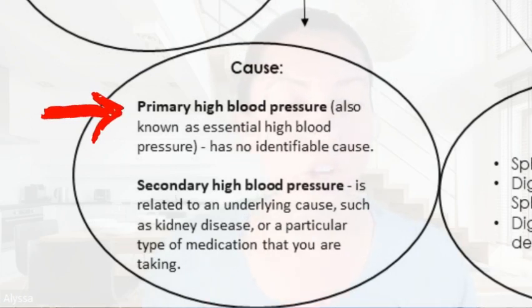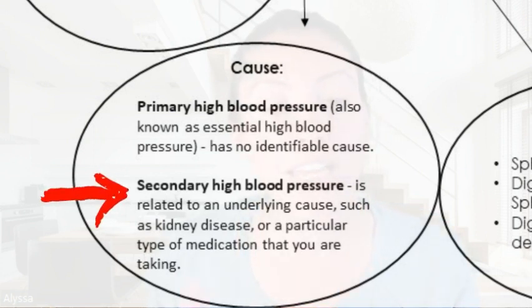So this is also known as essential high blood pressure. It has no identifiable cause. Okay. Now, secondary high blood pressure is related to an underlying cause, such as kidney disease or a particular type of medication that they're taking.